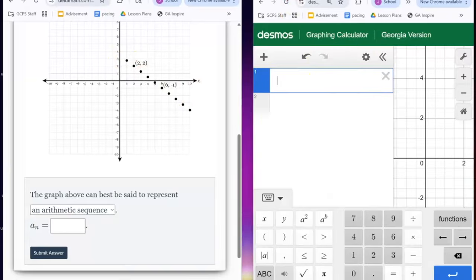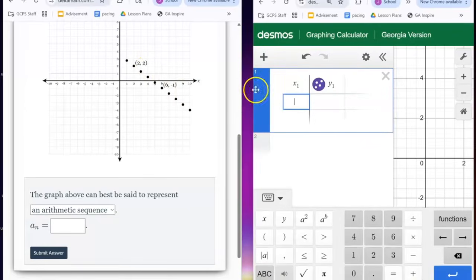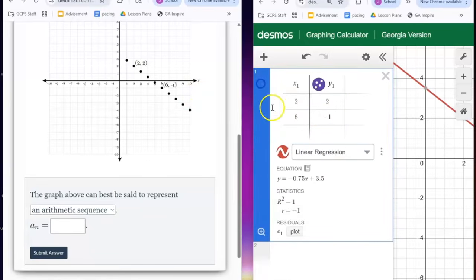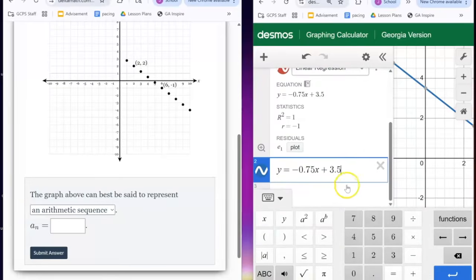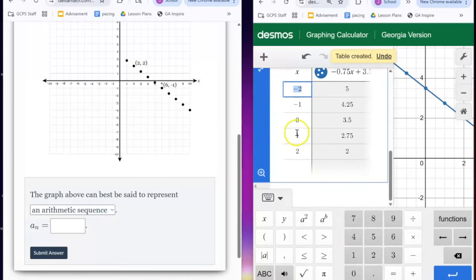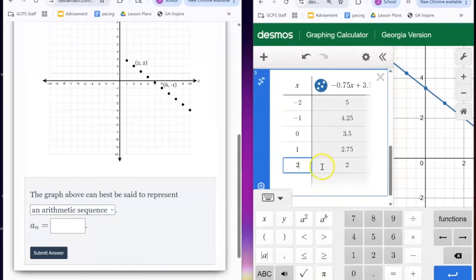Okay, so let's find out what that is. We're going to go into the calculator and put in what we do know. I know that 2 is 2, and I also know that 6 is -1. I'm going to make that a linear regression, and then copy the y equals mx plus b part and make that a table so I can see exactly what the first term is. Now I can see my first term is 2.75. If they don't give you the first term, you have to go find it. So my first term is 2.75.